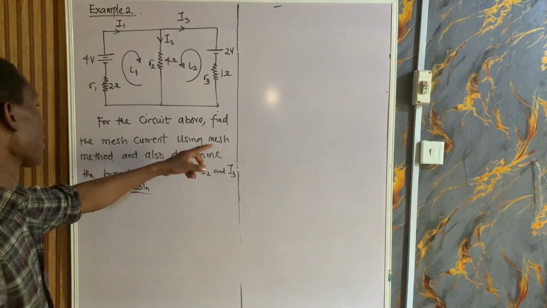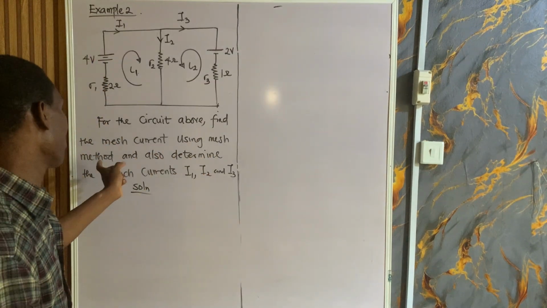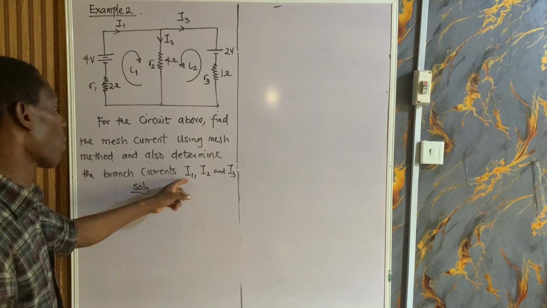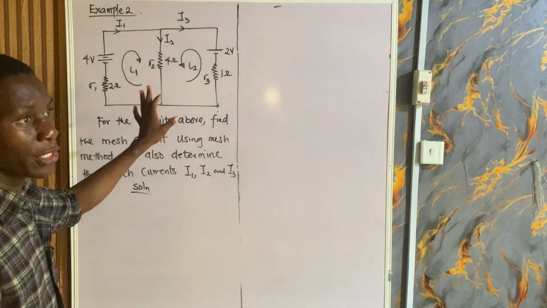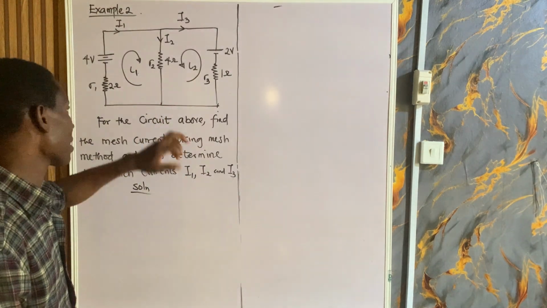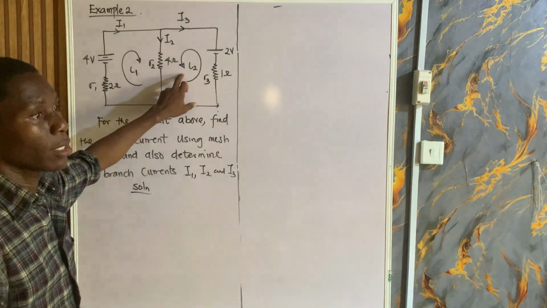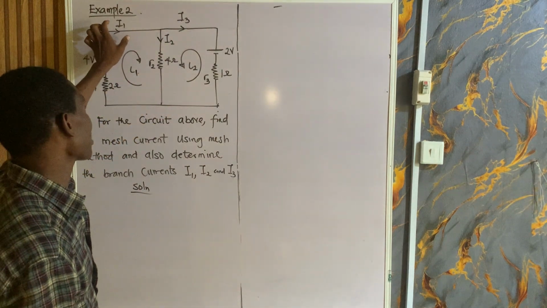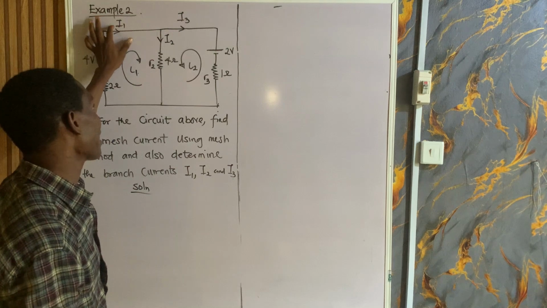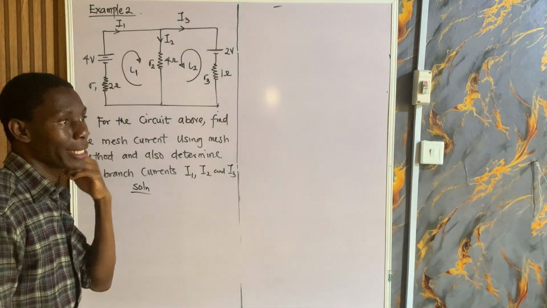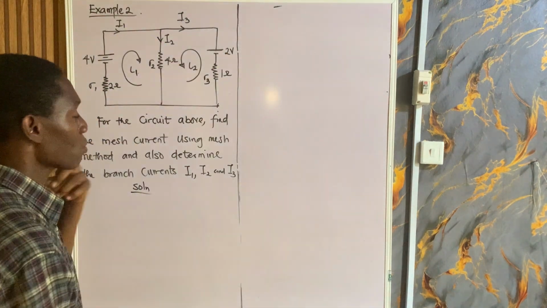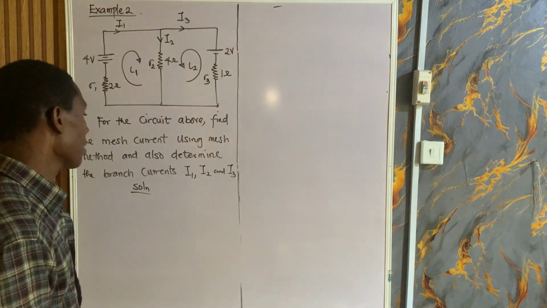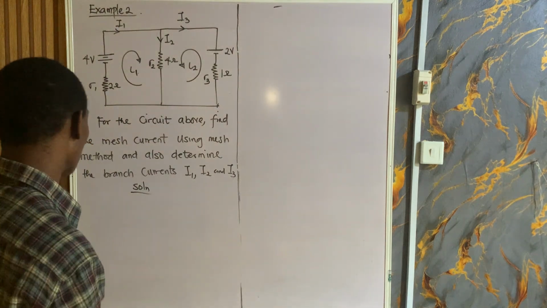Example 2. For the circuit above, find the mesh current using the mesh method and also determine the branch currents I1, I2, and I3. For this question, the mesh currents have been given to us, I1 and I2. So now, the branch currents, we have to also find them. This capital I1, I2, and I3, the capital I's, we have to get them too. So, to solve this question, we apply the same principle.